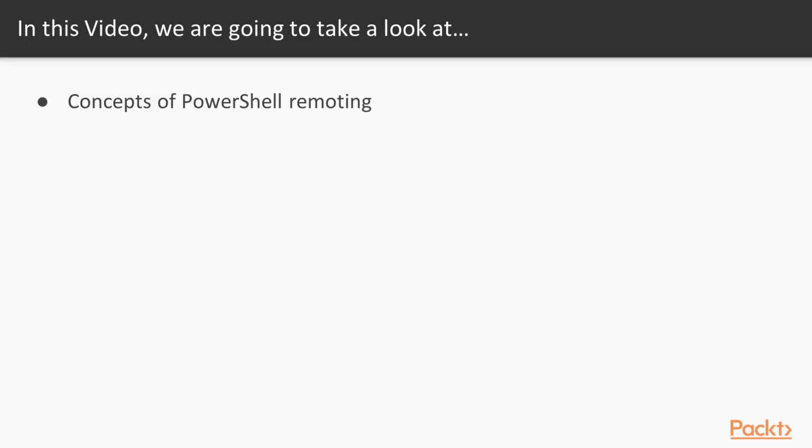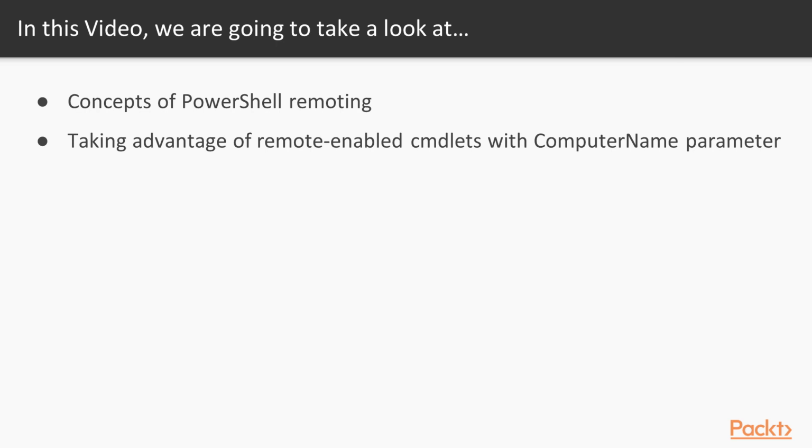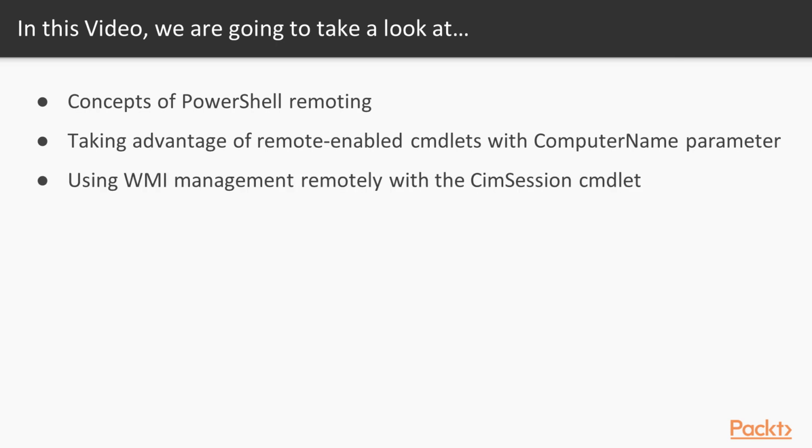Welcome to an overview of PowerShell remoting. In this video, we're going to see the concepts of PowerShell remoting, making sure that we understand what WS-Man is and how WinRM implements it. We're going to be taking advantage of some remote-enabled cmdlets with the ComputerName parameter, and we're going to show you which of those cmdlets no longer operate in PowerShell Core 6. And we're also going to talk about using WMI management remotely with the CimSession cmdlet.